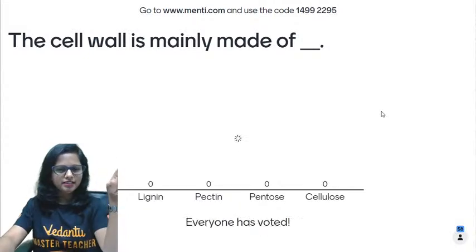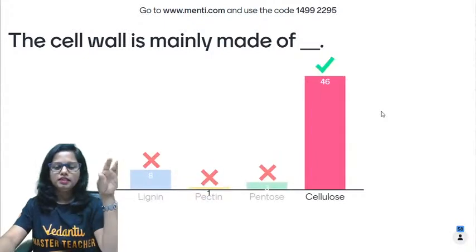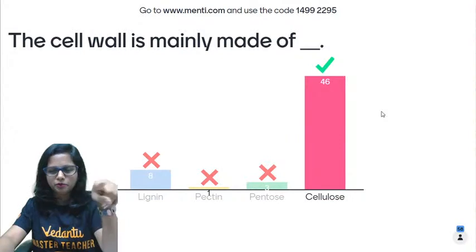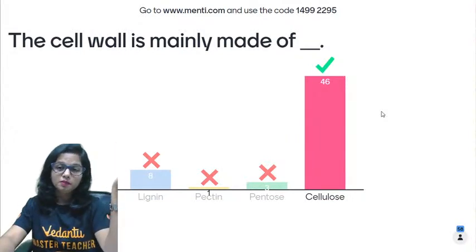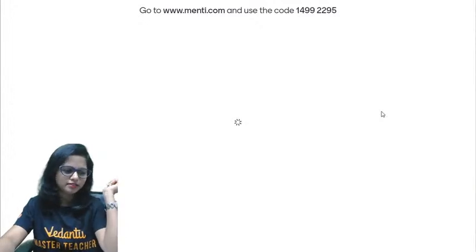It should be in plant cells, right? You should mention that. So people, yes, in plants it's cellulose, in fungi it's chitin, in bacteria it's peptidoglycan. And my 46 amazing marvelous kids have answered it right. Fabulous, my children. Fabulous.